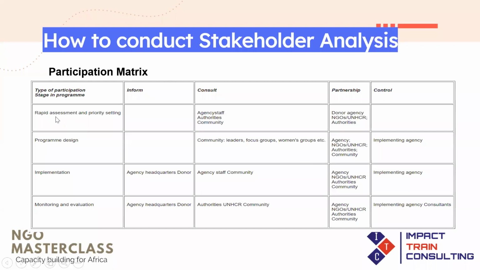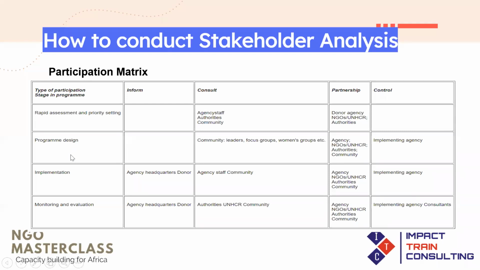So for example, we have here rapid assessment and priority setting. When you're conducting rapid assessment, you don't have to inform anybody. But you may need to consult with your organization staff. Maybe you have colleagues that you want to consult. You also need to consult the community, and you need to consult the authorities. Now, remember that consulting is a two-way communication. When you consult with somebody, you're sharing information, and the person is also providing you with feedback. Then you may need to partner with the donor agency, with NGOs or United Nations agencies and the authorities to carry out this rapid assessment. And you don't need to have anybody take ultimate control of it.